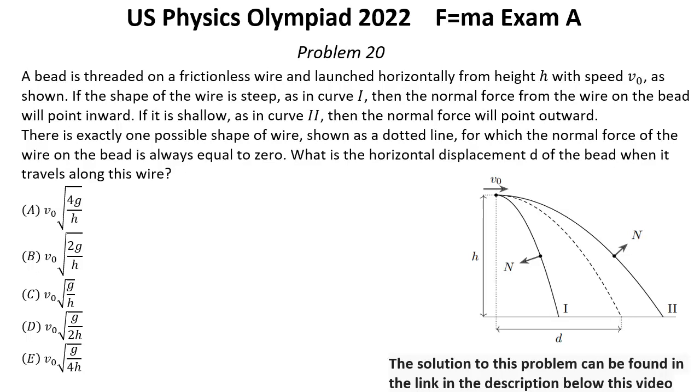If the normal force always vanishes, then the bead is only experiencing gravity. In other words, it behaves just like a projectile, and the corresponding shape of the wire is a parabola. The bead travels distance d equal to v0 multiplied by time t, and time t we can find from the equation for free fall. That's h equal to 1/2 gt squared.